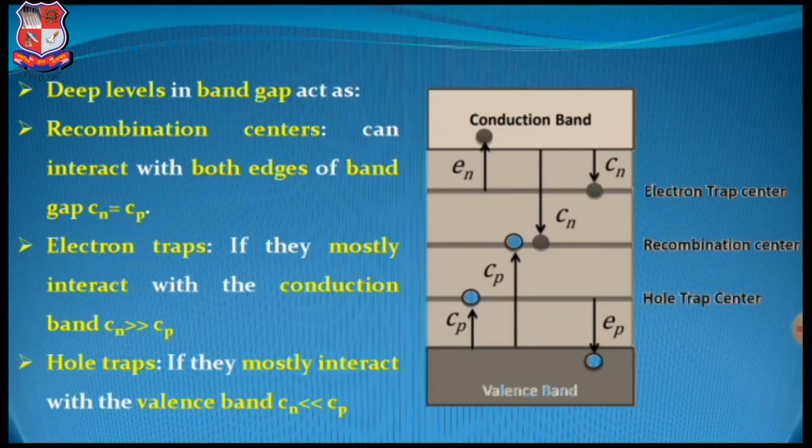So recombination centers can interact with both the edges of the band gap. That means here the charge carrier concentration of electrons will be similar to the charge carrier concentration of the holes. Number 2, electron traps. They mostly interact with the conduction band. So here the charge carrier concentration of electrons is much higher than the charge carrier concentration of holes. Number 3, hole traps. They mostly interact with the valence band, and hence the charge carrier concentration of electrons is much lower than the charge carrier concentration of holes.